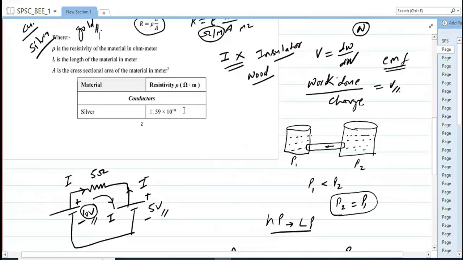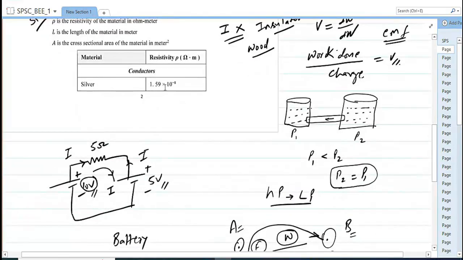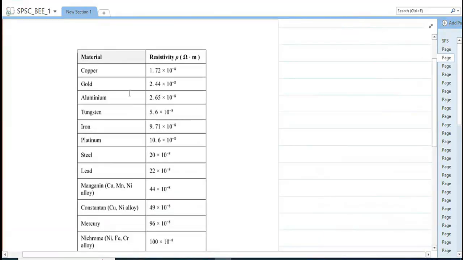For the sake of your knowledge only, this is silver, and the resistivity of silver is 1.59 times 10 to the power minus 8 ohm meter. Very small, means this is a very good conductor. The next material is copper. The resistivity of copper is 1.72 times 10 to the power minus 8. Resistivity of gold is 2.44 times 10 to the power minus 8. Means resistivity of copper is less than that of gold, so copper is the better conducting material, which allows the flow of current easily.